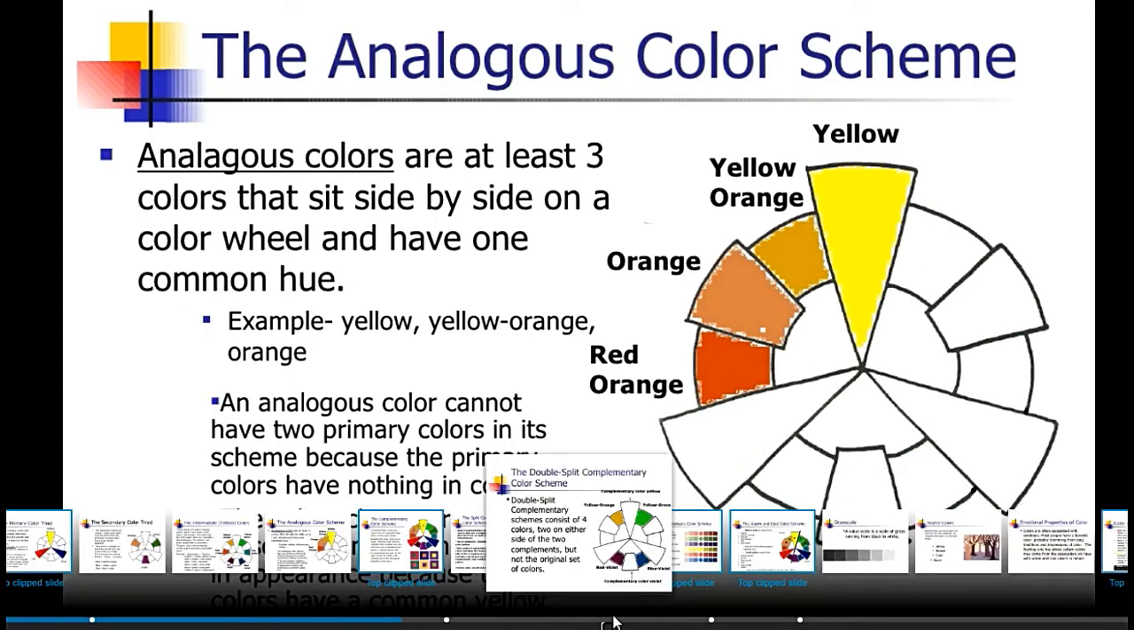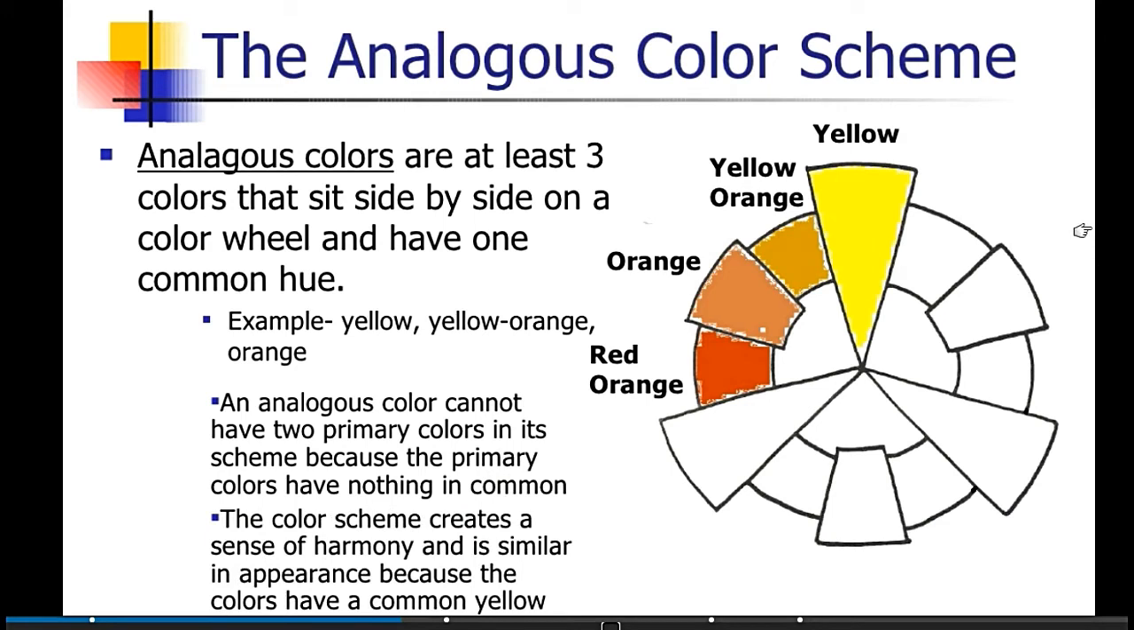Okay, let's proceed to the analogous colors. There are three groups of analogous colors in the color wheel. Can you determine the colors that are analogous? Analogous colors are at least three colors that sit side by side on a color wheel and have one common hue. Example, yellow, yellow-orange, and orange, right here.